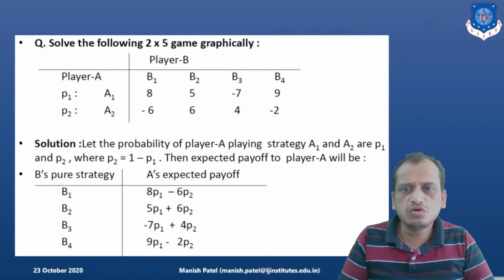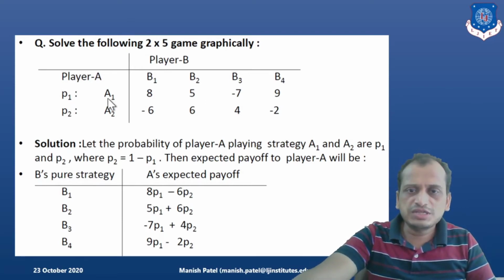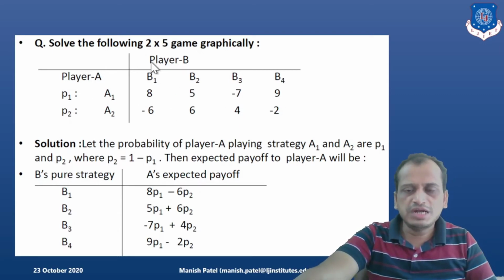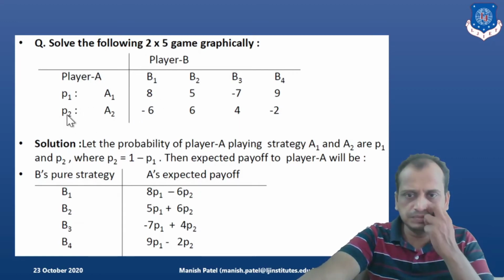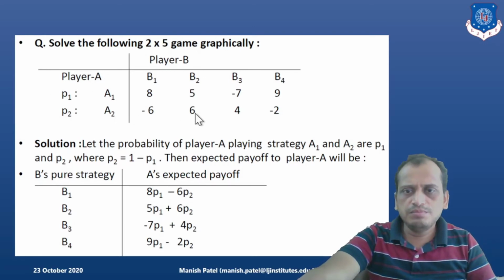So here the example of a 2 cross 4 matrix is given. Here the courses of action of player A, A1 and A2, are given, and strategies B1, B2, B3, B4 are given for player B. Now for A's expected profit, against B's pure strategies B1, B2, B3 and B4, preparing the equations: 8 P1 minus 6 P2, that is this one; 5 P1 plus 6 P2, that is second; minus 7 P1 plus 4 P2; and 9 P1 minus 2 P2.